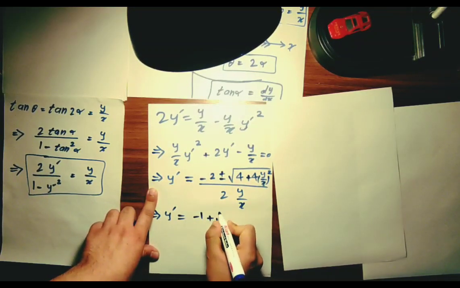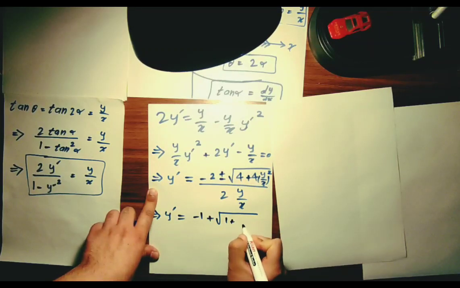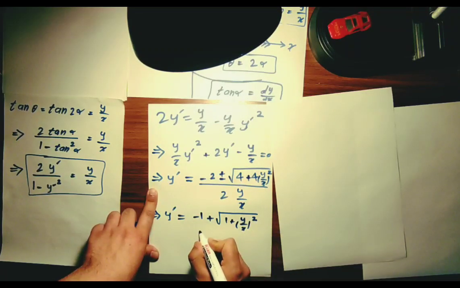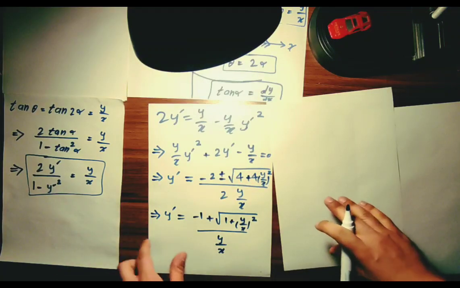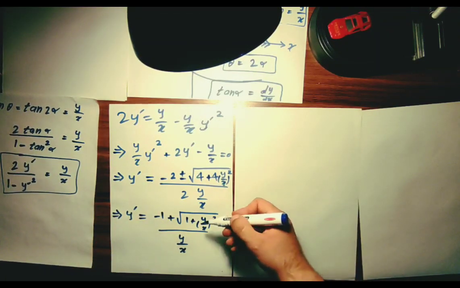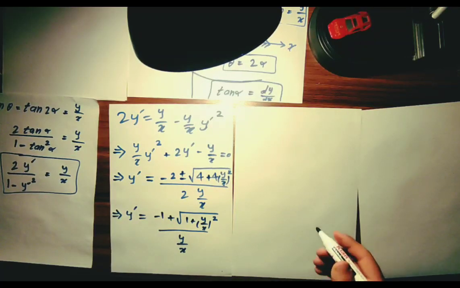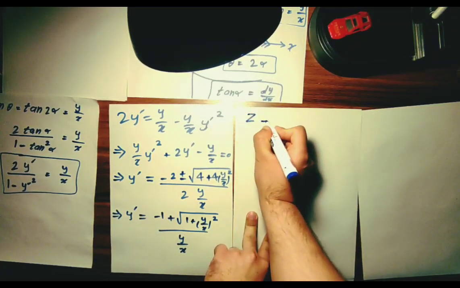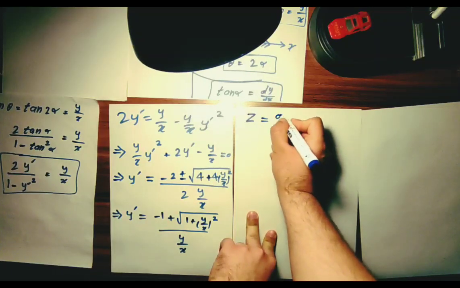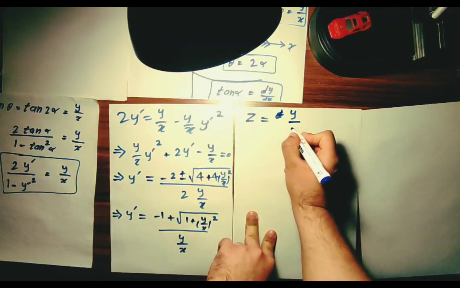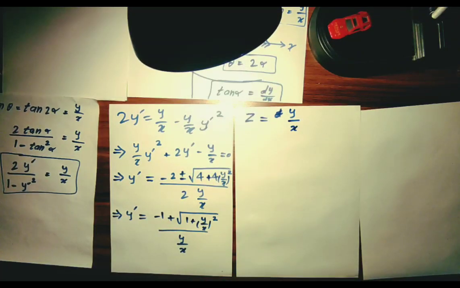and y prime will be minus 1 plus radical 1 plus (y on x) squared, divided by y on x. So now we have y on x here and here. We should name it something new like z. We name z as y on x and we replace it.